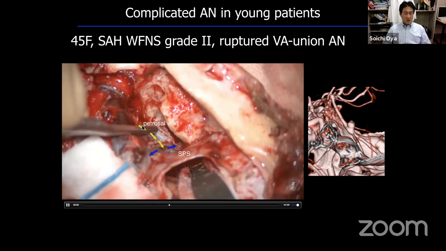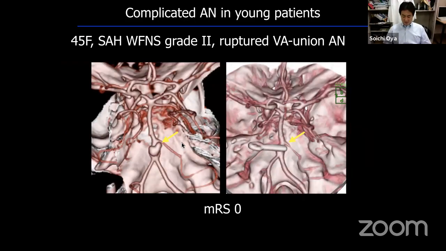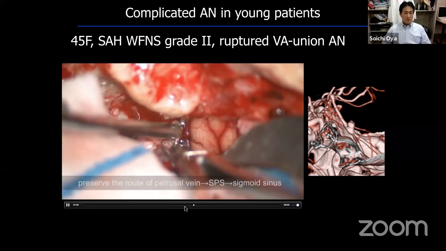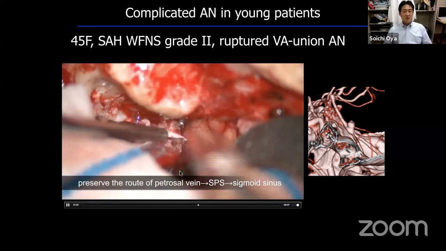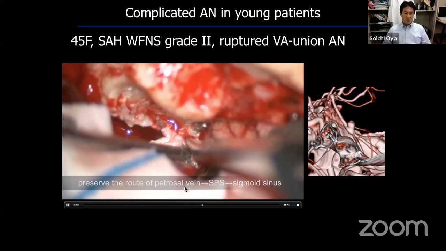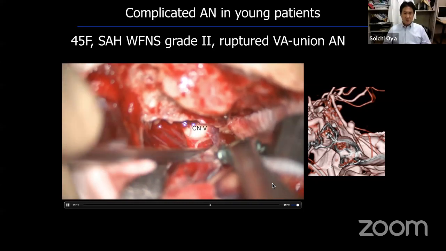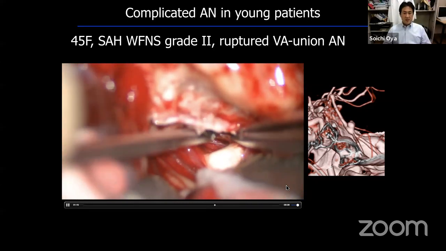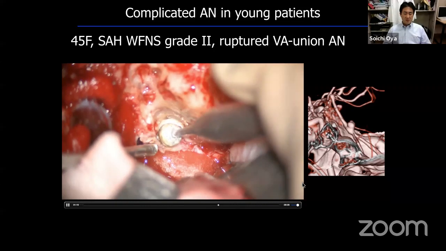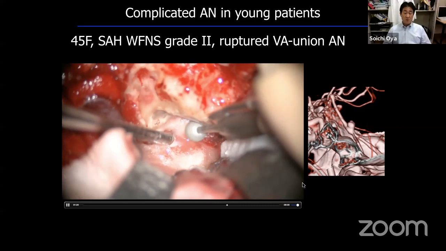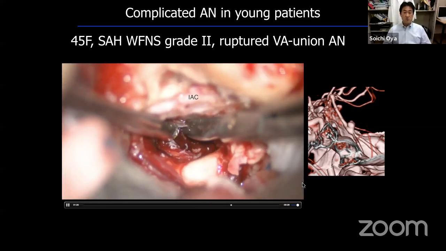And again, I'm trying to preserve this flow: the petrosal veins, the superior petrosal sinus, and the sigmoid sinus. So I try to preserve the root of the petrosal vein. I cut the superior petrosal sinus at the anterior portion. And then I'm approaching the basilar trunk. And to accommodate the clip head, I need to open the internal auditory canal too.